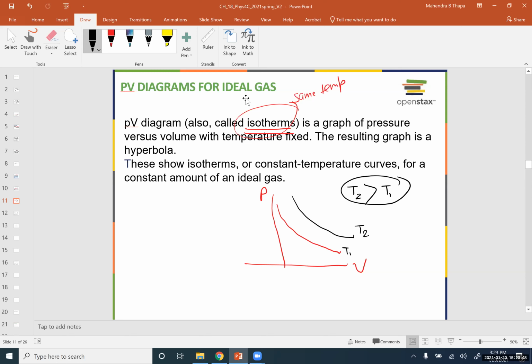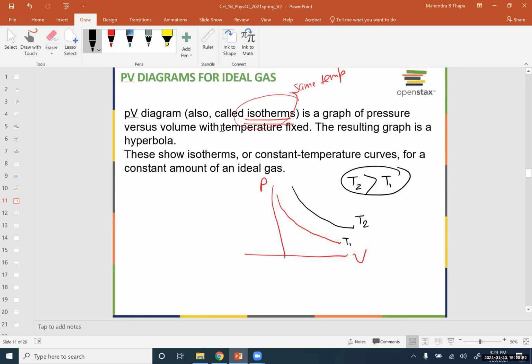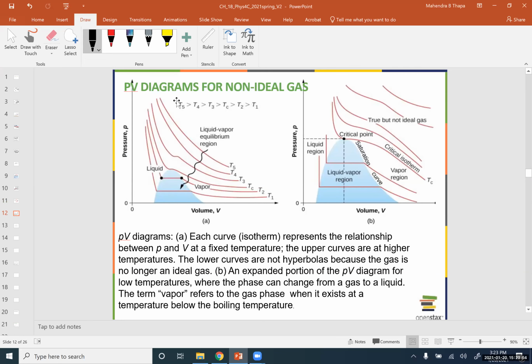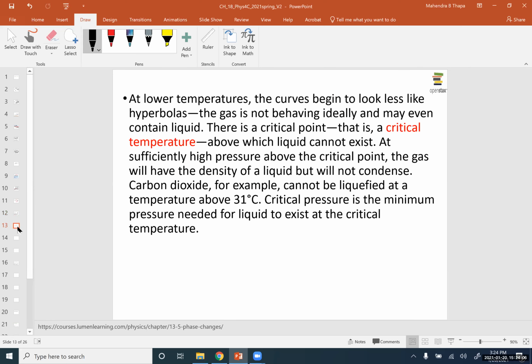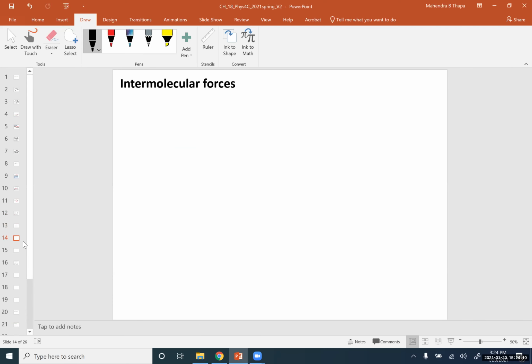Next, we have to see how the curve looks for the real gas. So this is the PV diagram for a real gas, generally also called a non-ideal gas. So let's see what this graph means to us. Let's start from the beginning. Let's see.